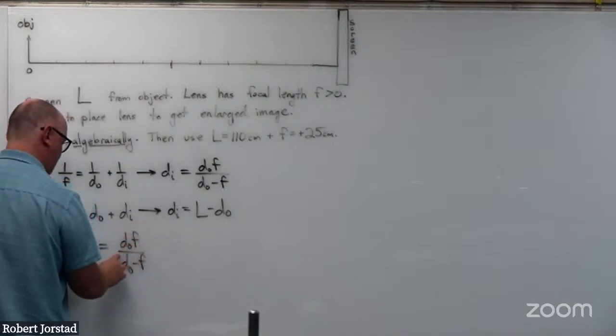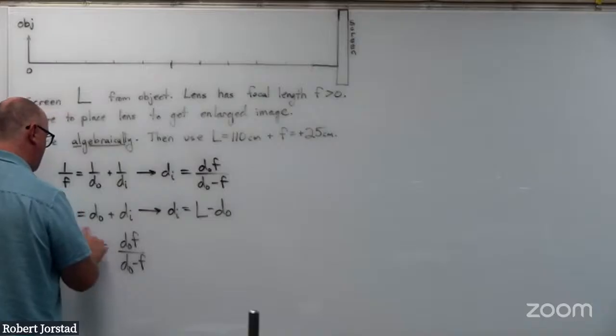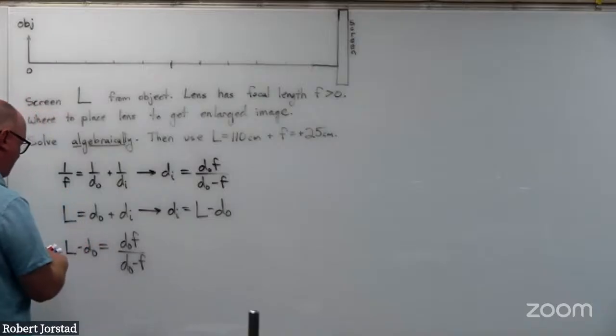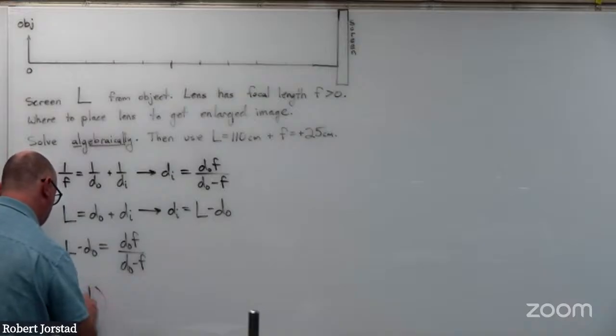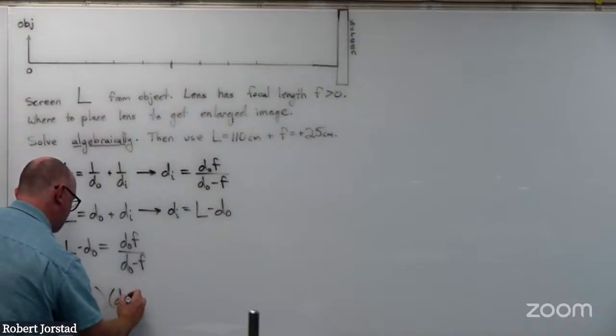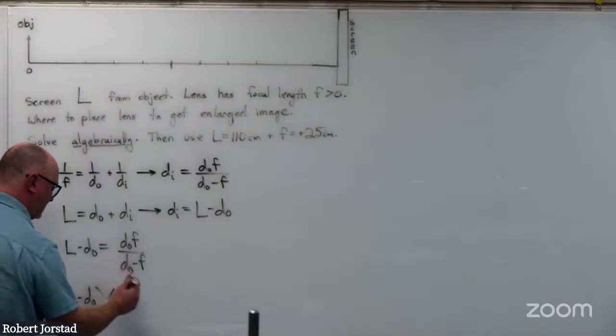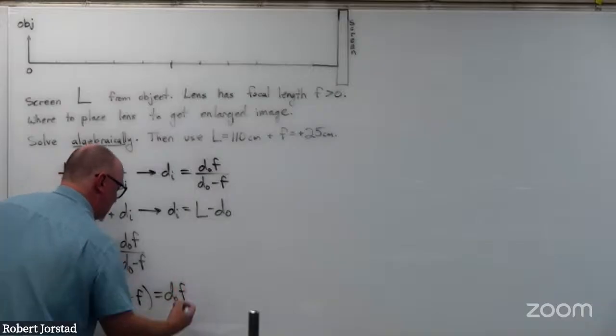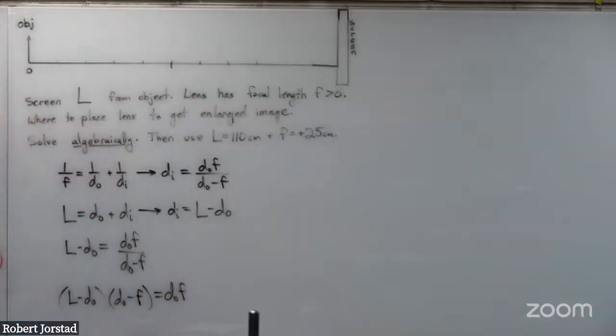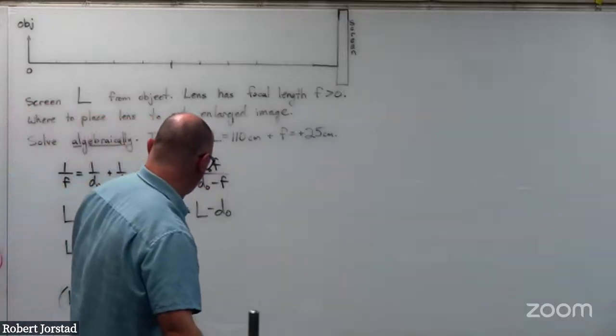Okay, let's get rid of these check marks. So now I'm going to cross multiply here and get L minus D0 and D0, or I guess D_O for object, not D0, sorry. I'm a bad person. D object. I keep calling it D subscript 0 because O looks like 0. All right, and then what do I want to do?